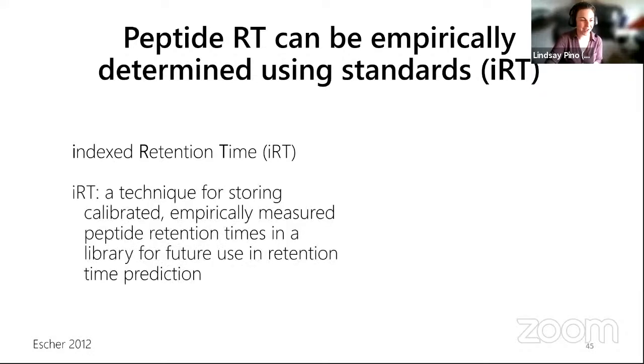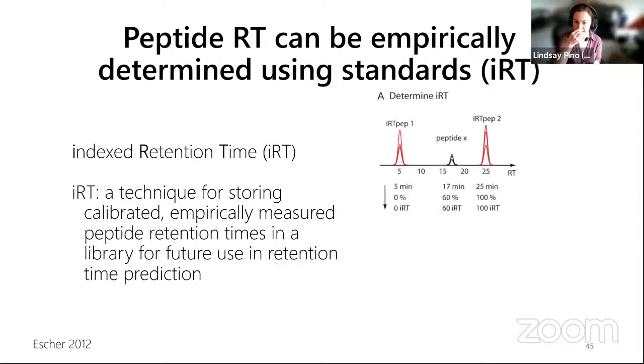It's a good one. IRT, as Brian mentioned, there's kind of the trademark IRT, and that's just a set of peptides to use for this technique. But IRT itself is just an approach that stores a calibrated, empirically measured retention time in a library. Then we can use it for future retention time prediction. So this means it doesn't have to be on the same LC system. It doesn't have to be the same chromatography gradient. And that's really why it's so powerful.